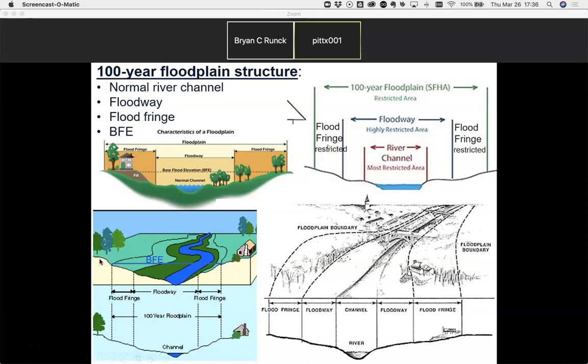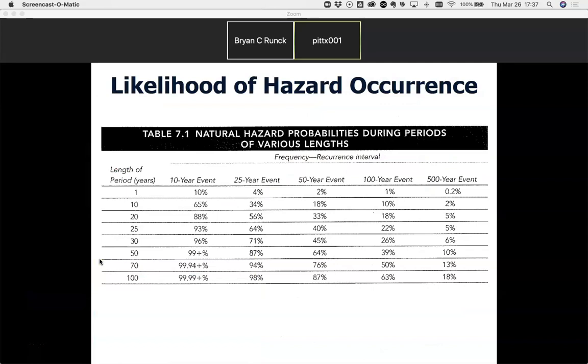Then within the flood fringe zone, the restrictions become less severe. The lower diagram on the right-hand side shows how the flood fringe area can vary considerably depending upon the topography and land use patterns that exist within the area of varying adjacencies to the river channel itself.